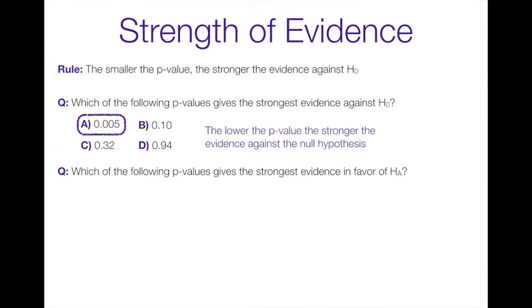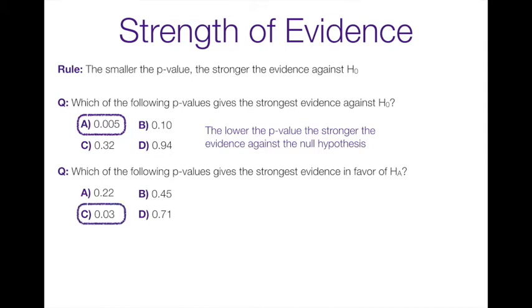Okay, new question and a new set of p-values. This time we're interested in knowing which of the following p-values gives the strongest evidence in favor of the alternative. A, 0.22, B, 0.45, C, 0.03, sorry, or D, 0.71. So 0.22, 0.45, 0.03, or 0.71.